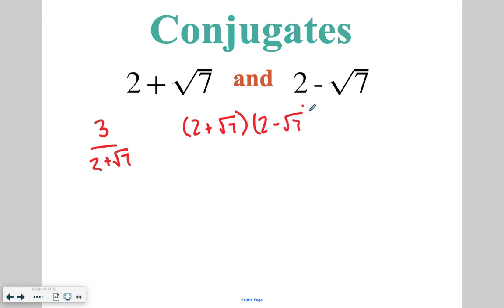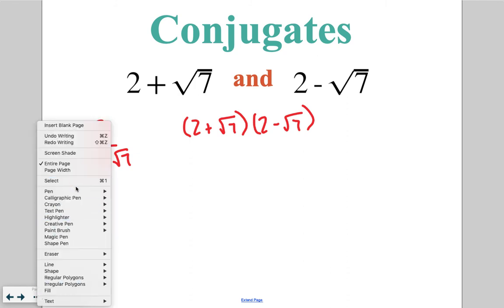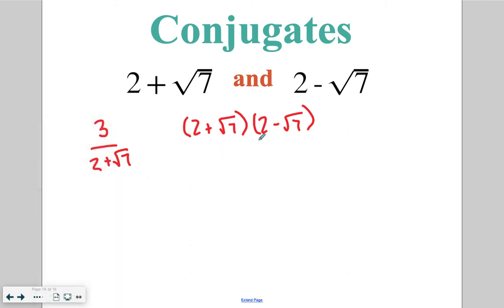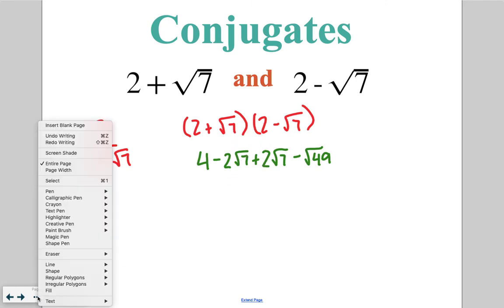of 7. So this goes back to FOIL, which we learned in chapter 7. So we're going to start by doing the first, which is 2 times 2, which gives us 4. And then the outside, 2 times negative square root of 7 gives us negative 2 square roots of 7. Then square root of 7 times 2 gives us positive 2 square roots of 7. And then square root of 7 times negative square root of 7 is negative square root of 49. Now notice, the middle part is going to cancel out.